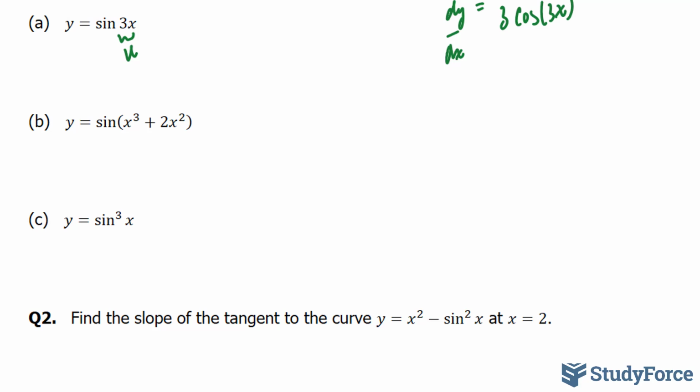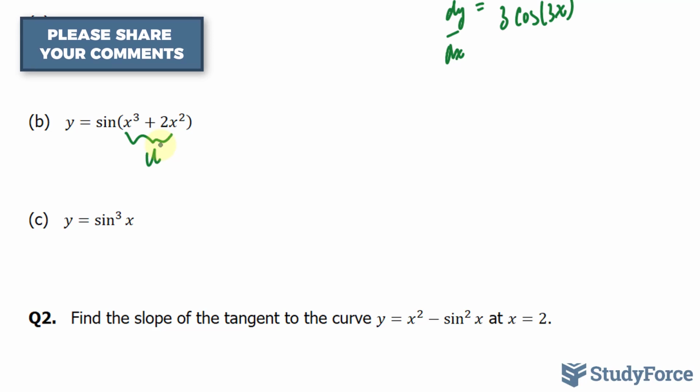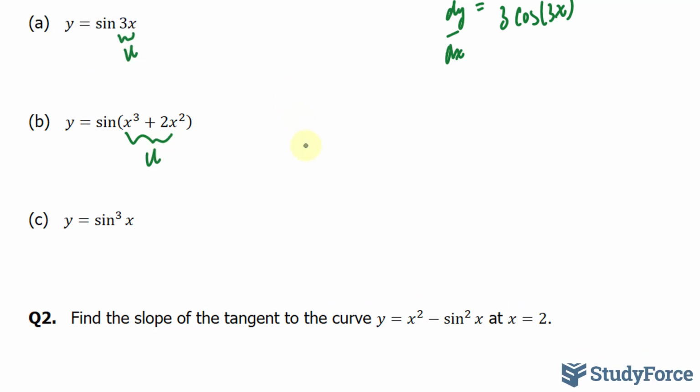Here we have y is equal to sine of x to the power of 3 plus 2x to the power of 2. This time our u is slightly more complicated. It contains two terms, but the process is the same. We write down dy over dx is equal to cosine of x to the power of 3 plus 2x to the power of 2, times the derivative of this.